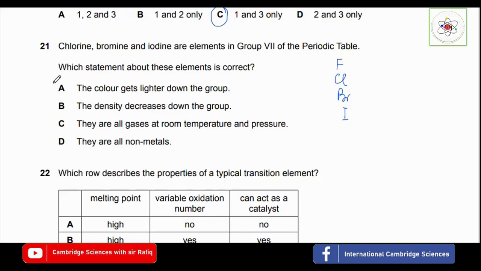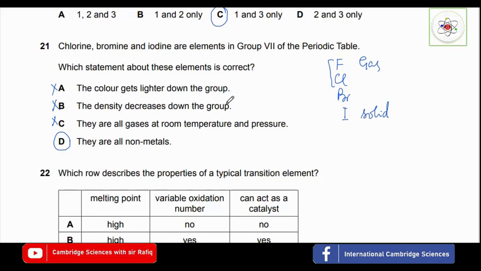So the density decreases down the group. Now, in fact, density increases down the group because fluorine is a gas and iodine is solid. Right. So they are all gases at room temperature and pressure. Now, fluorine and chlorine are only gases at room temperature and pressure, whereas bromine is liquid and iodine is a grayish black solid. So the only answer left is D. They are all non-metals because group 7 is entirely non-metals.